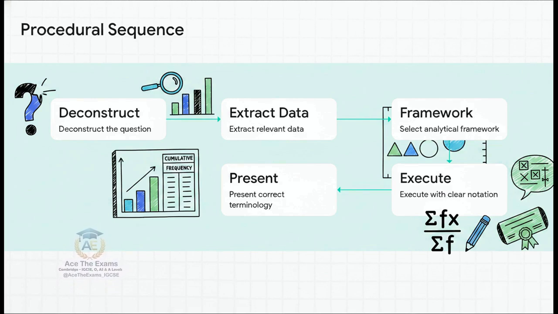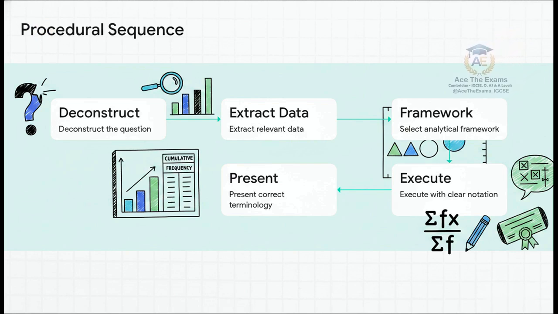Step 1. Deconstruct the question. Scan the command words. Are you estimating the median from a curve or calculating it exactly from a list? Step 2. Extract relevant data. If it's a frequency table, do you need to add a cumulative frequency column? Just do it instantly. Don't even think. Step 3. Select the analytical framework. Are we using the coding method to save massive amounts of time on huge numbers?